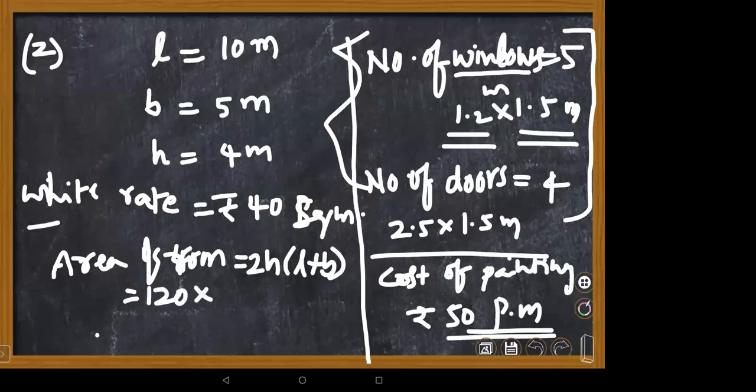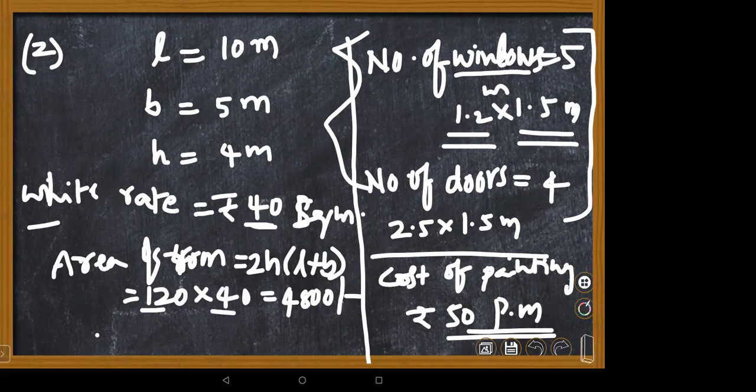For each square meter, how much cost you are spending? 40 rupees. So 120 fours are how much, Jashmita? 4,800, right? No, ma'am. From 120, we need to subtract the area of windows and doors, which is 24, so it will come to 96. Jashmita, you understand what mistake you did? Yes, ma'am, now I understand.